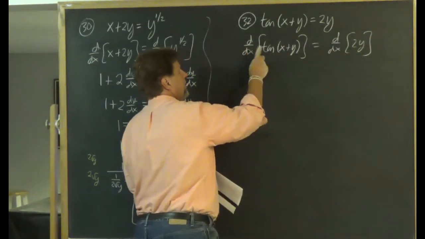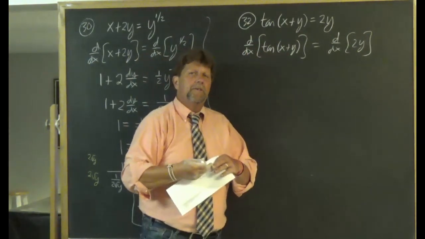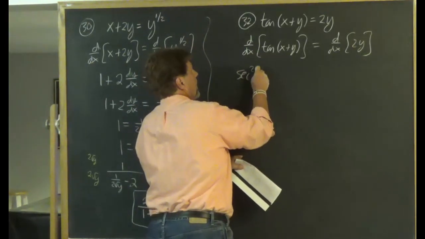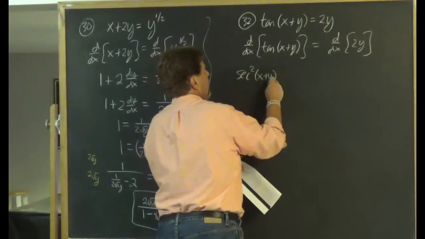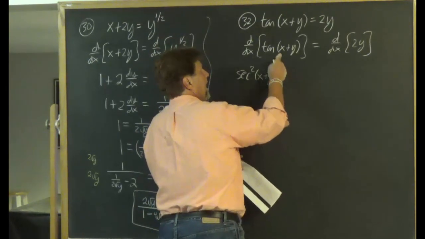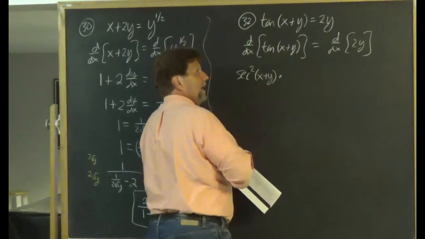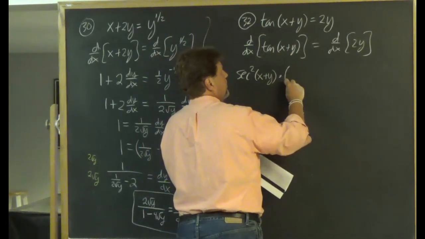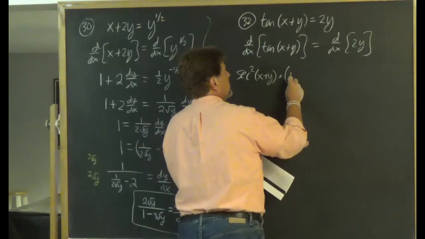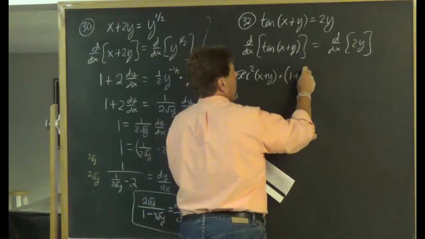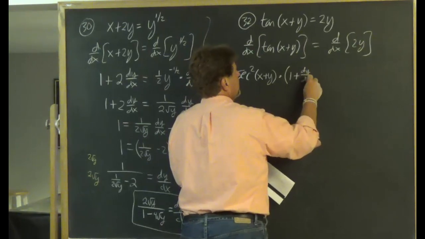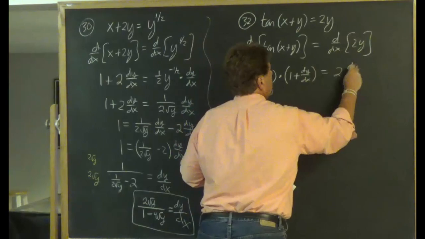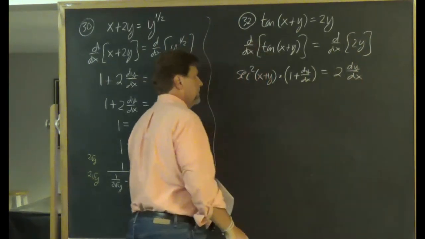Okay, see the derivative of tangent. We know the derivative of tangent is secant squared. So we have secant squared of x plus y times, now we have to get the derivative of x plus y. Well, the derivative of x plus y, I better put that in parentheses. Derivative of x is 1. Derivative of y, well, that's just dy/dx. And then over here, we just get a 2 dy/dx.